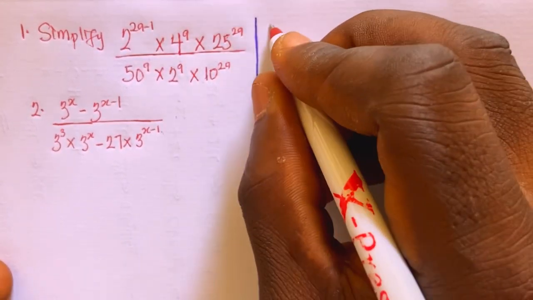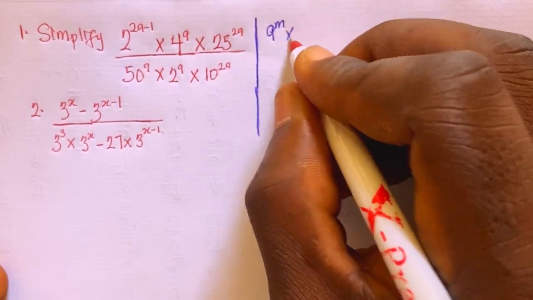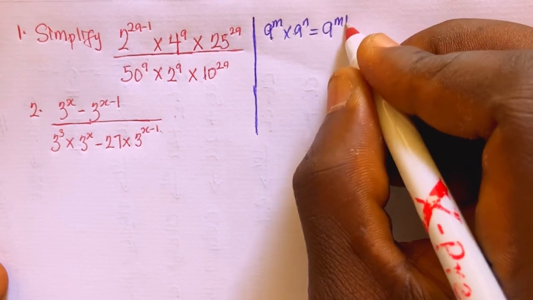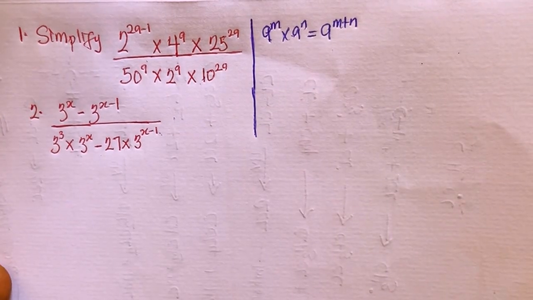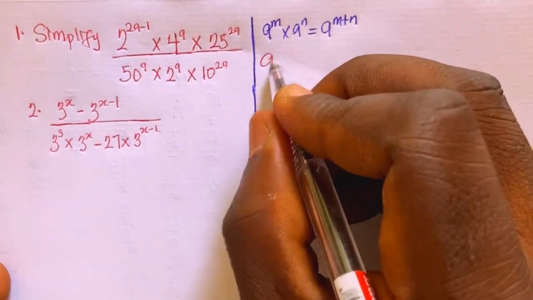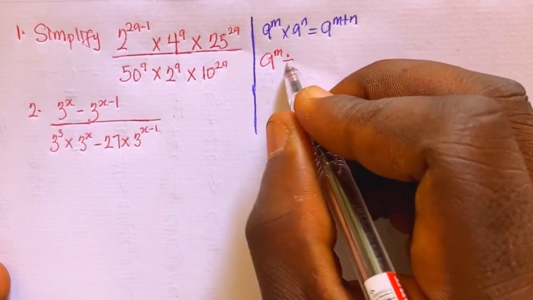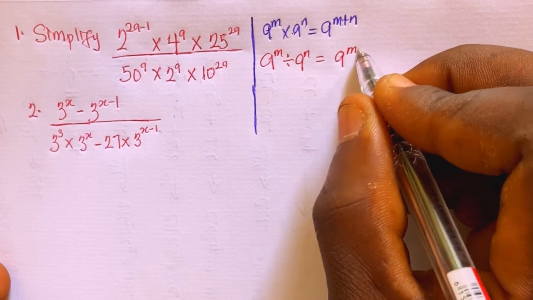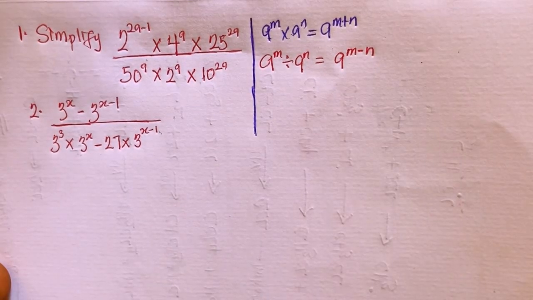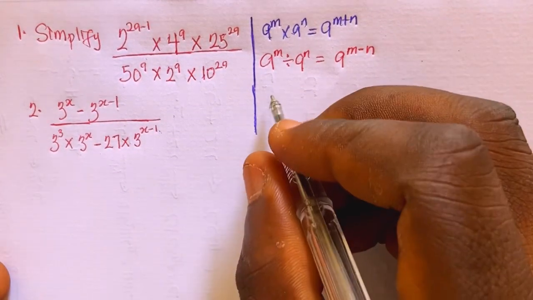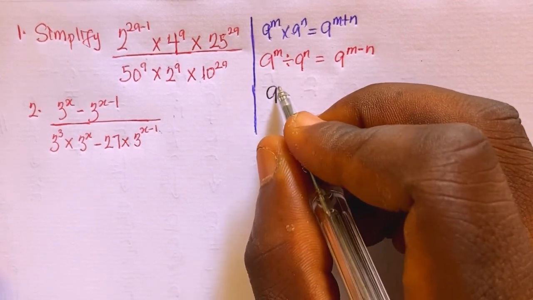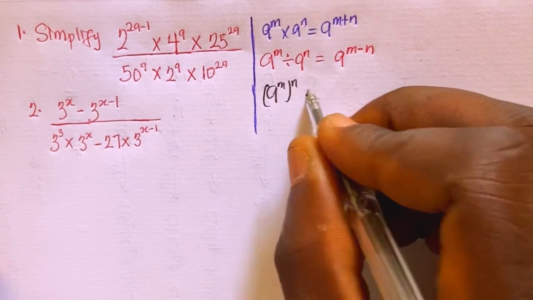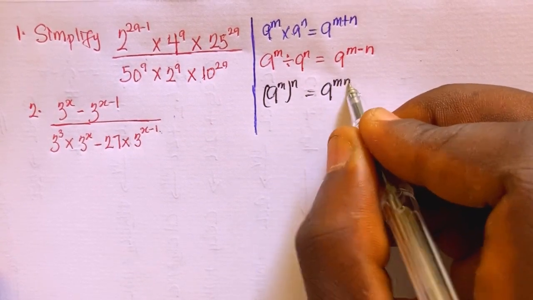The first law: whenever we have a raised power m multiplied by a raised power n, having the same base, we are going to have a raised power m plus n. The second says that whenever we have a raised power m divided by a raised power n, this is simply a raised power m minus n. The third: whenever we have a raised power m, raised power n, we are going to have a raised power mn.